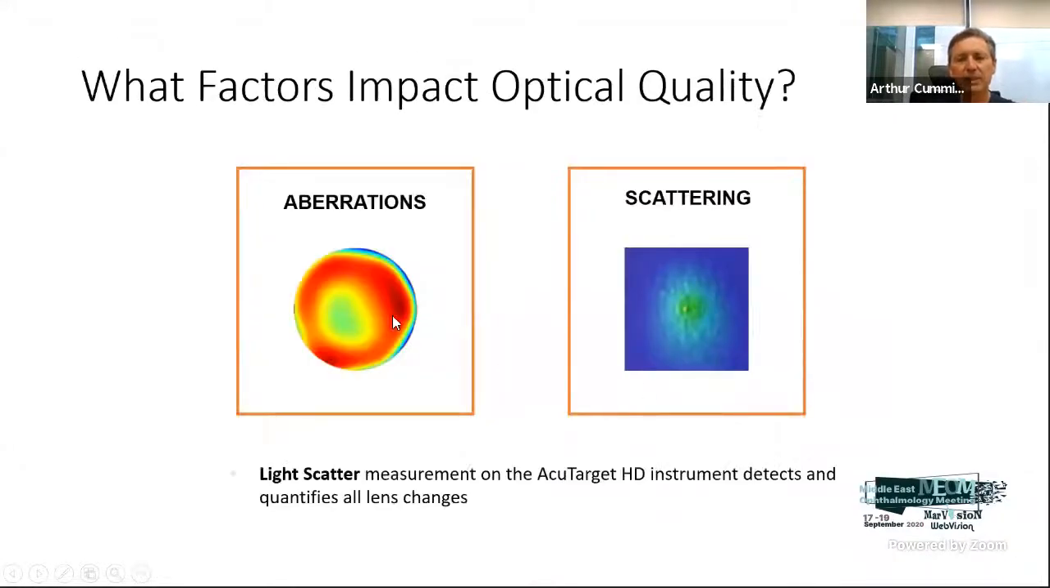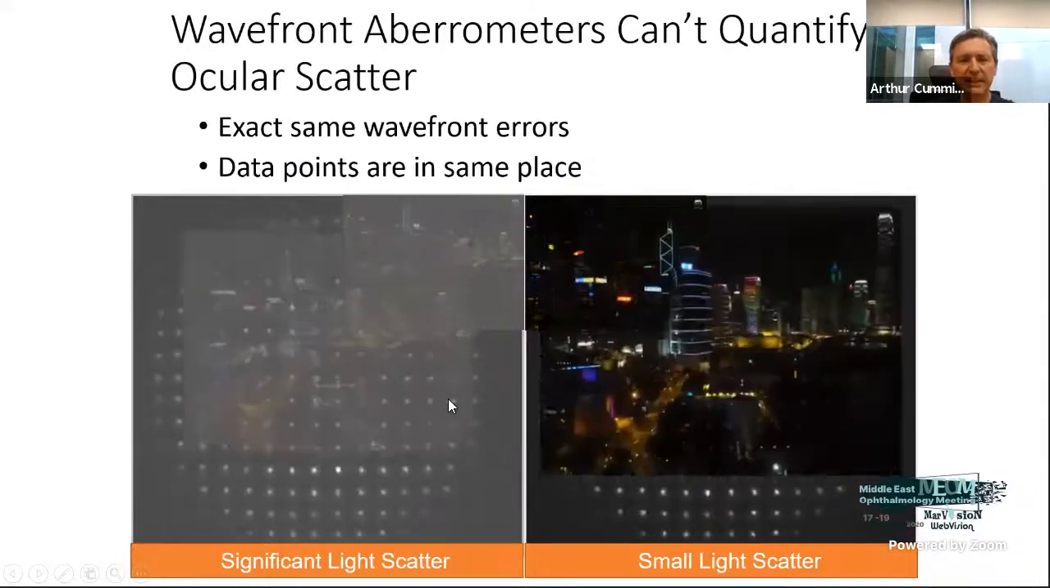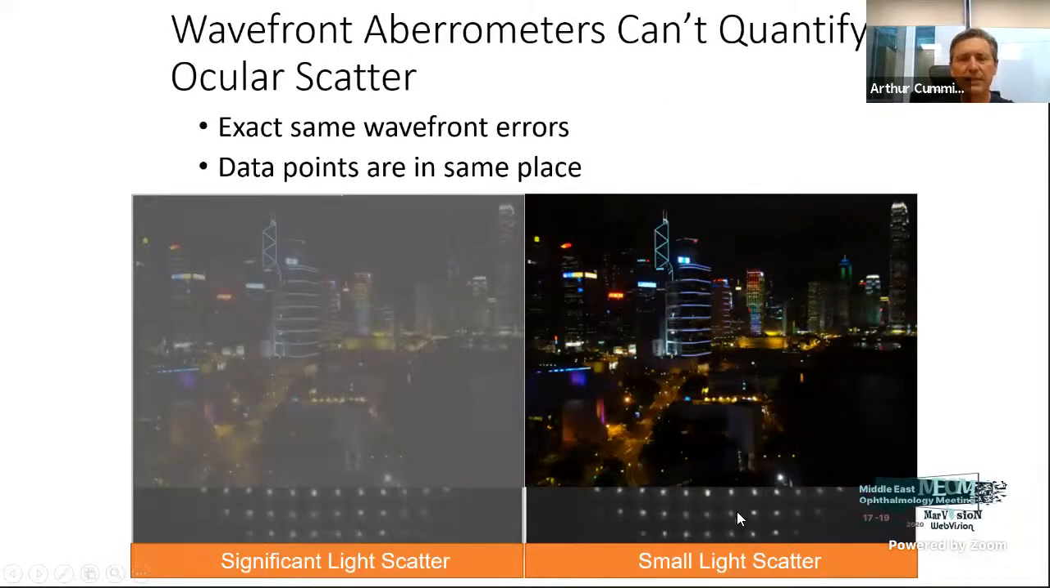Aberrations are on the left; this would be a level of coma and some spherical aberration. Scatter is on the right. It won't impact the wavefront. This shows you very nicely: on the left is significant light scatter, on the right is small light scatter. Even though these two wavefronts are exactly the same, the person with low scatter has a much higher contrast and better vision than the person with high scatter.